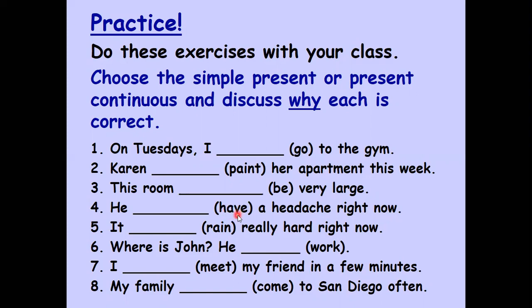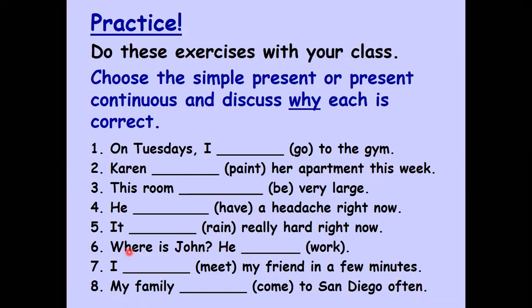He has a headache right now. Supposedly it should be he is having, because right now is present progressive, but remember that have is an exception. Have can never have the ing. Right now, progressive action, it is raining. Where is John? He is working, because imagine the conversation. Where is John? John, in this moment, he is working.